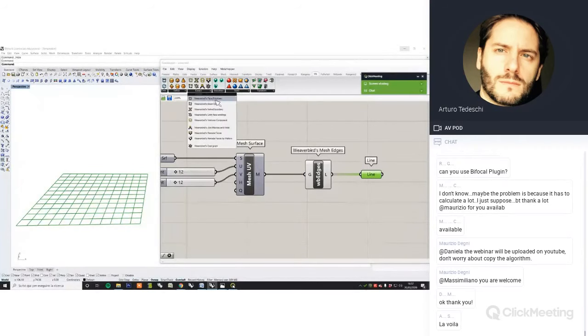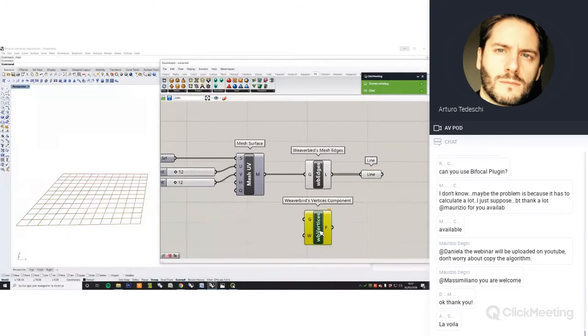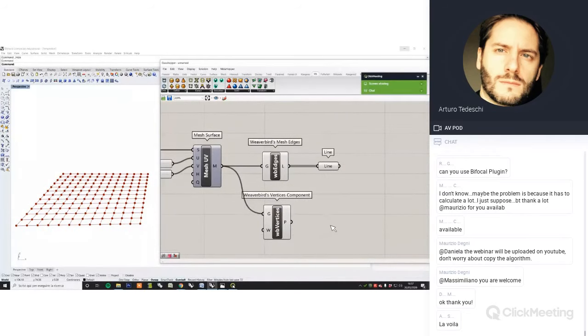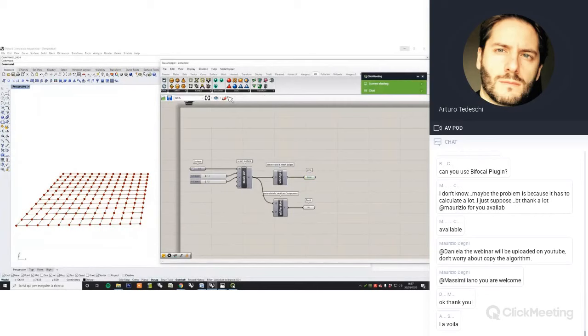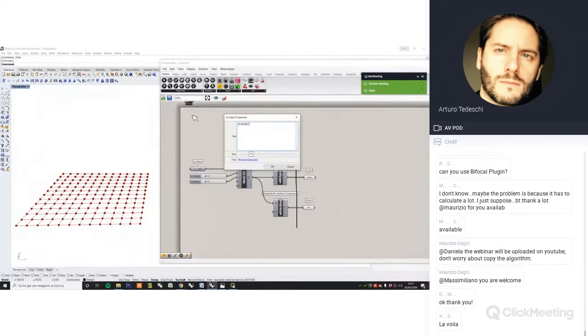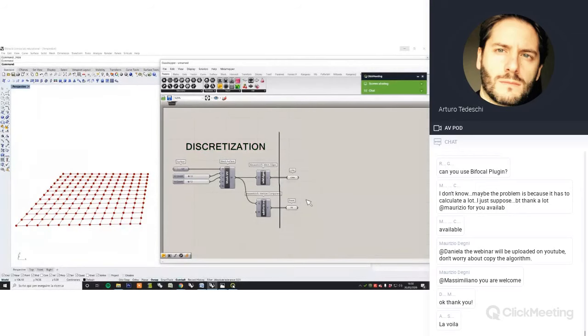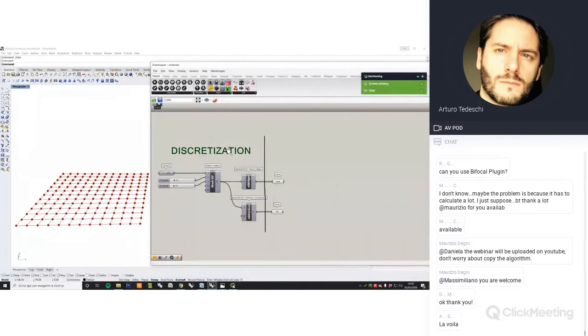And always in extract, we have the Weaverbird's vertices component. We can connect this one here. They are points. Let me turn off the preview of this one. Okay, so once again, discretization step terminates here. Okay, second step, particle spring system.